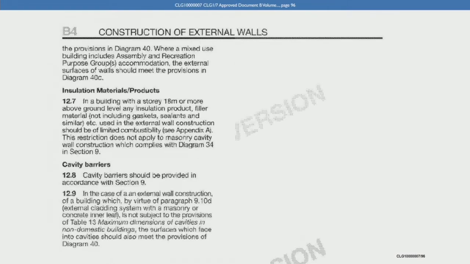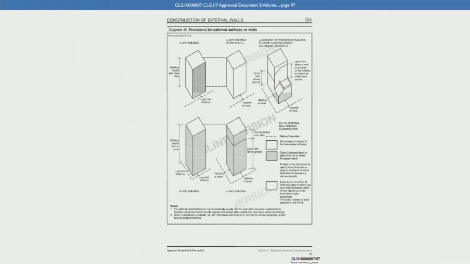Right. Can we look at diagram 40 as it stood in that version, which is the 2006 version, which is at CLG 1607? And if we can go to page 96, please. We can see the reference to diagram 40 right at the top of that page there within 12.6. And let's look at diagram 40 itself at page 97. There it is. Let's keep that on the screen.